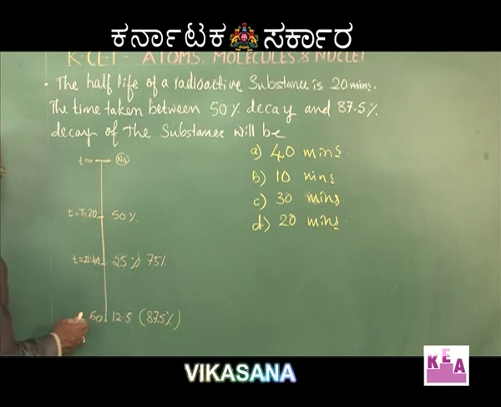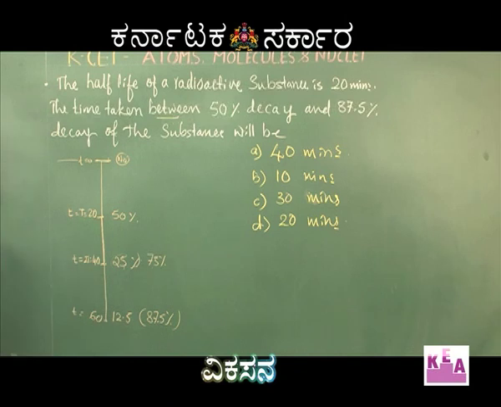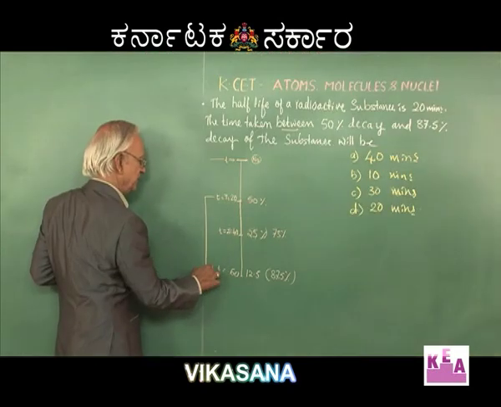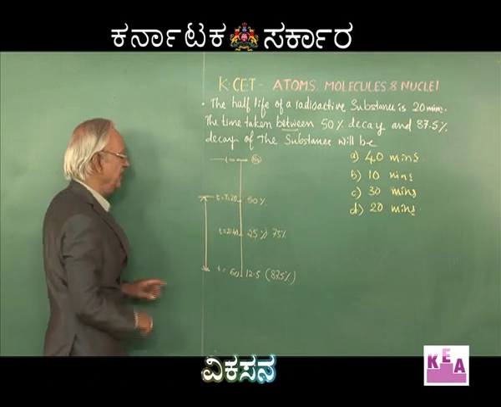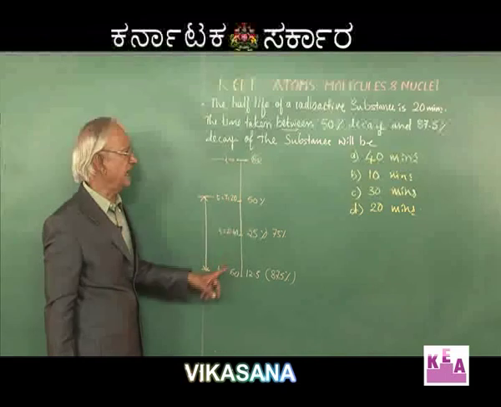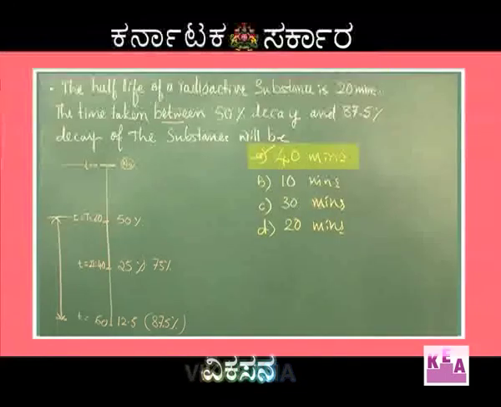So, now the time here is 60 minutes. But what is being asked? Please note, time taken between that 50% decay and 87.5% decay means you should focus between these 2 points. So, when you are asked to find out the time between, this is 60 minus 20, and what will be the time? The correct answer is the 40 minutes. So, the first choice is the correct one.